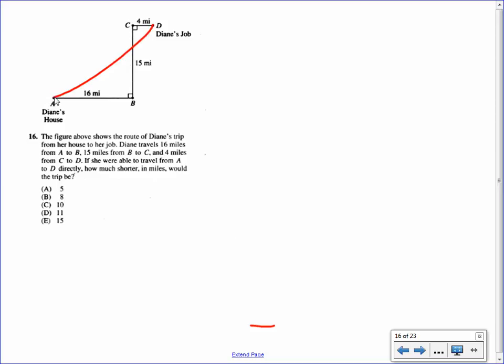Now you have to think to yourself, how can I figure out what this total distance is? Hopefully you'll see that you can extend this line here and create a right triangle, and that will enable you to use the Pythagorean theorem to solve for the length of AD. I'm going to call this leg a and this leg b. The Pythagorean theorem is a squared plus b squared equals c squared, and c is always the hypotenuse, so that's the value we're looking for.